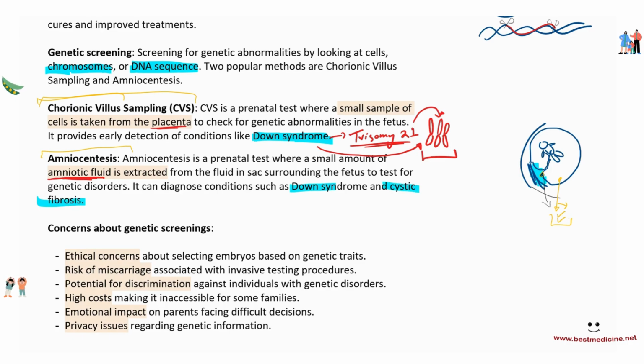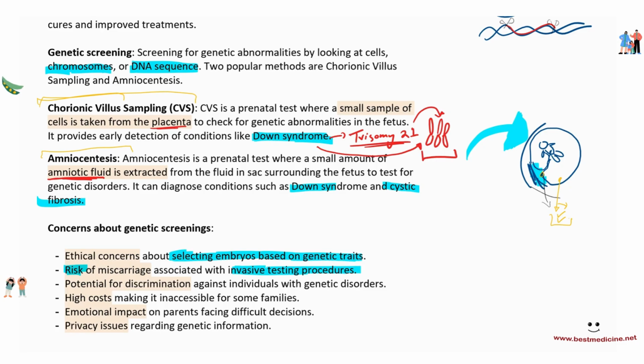Now, there are concerns about genetic screening. This is an invasive procedure. Invasive means that you are invading the body tissues physically. So there is a slight risk of miscarriage and birth defects because of these invasive testing procedures. There are also ethical concerns about selecting embryos based on genetic traits because, for example, somebody has a genetic disease and people might want to abort it, and then there are ethical concerns about whether this should be allowed or not, right? Whether abortion should be allowed or not if somebody, let's say, has a genetic disease.